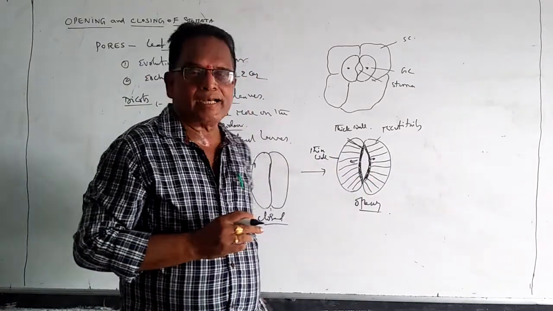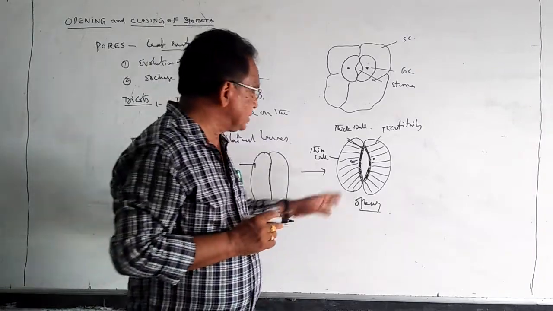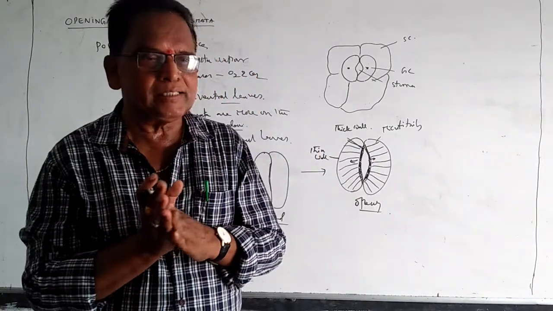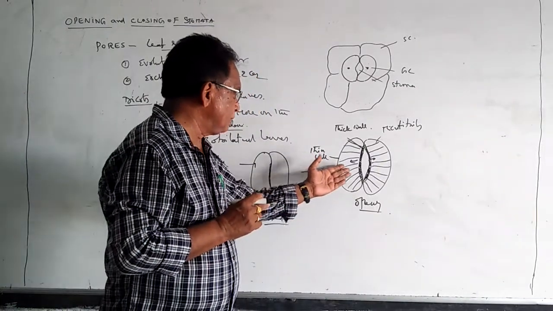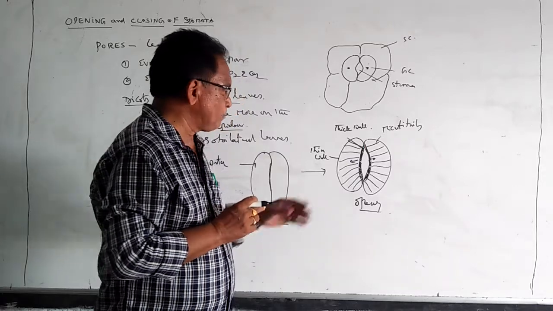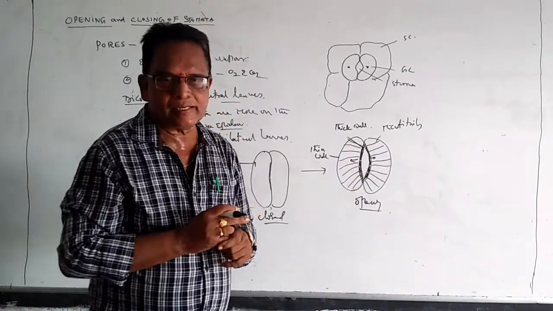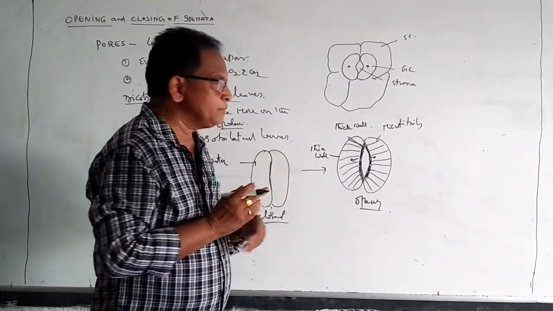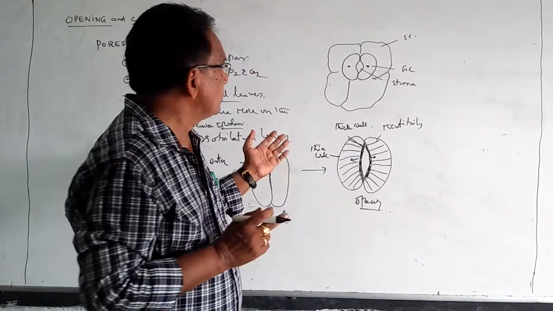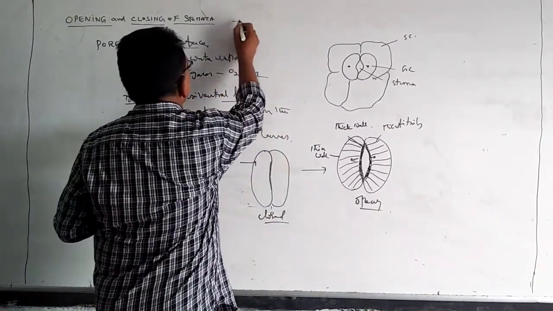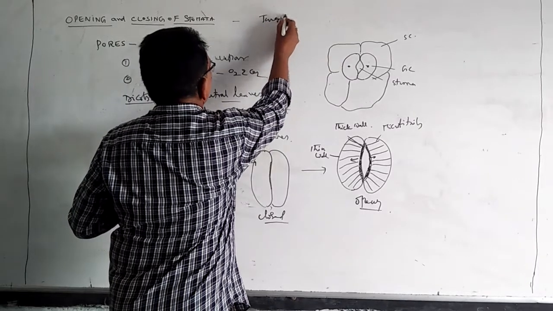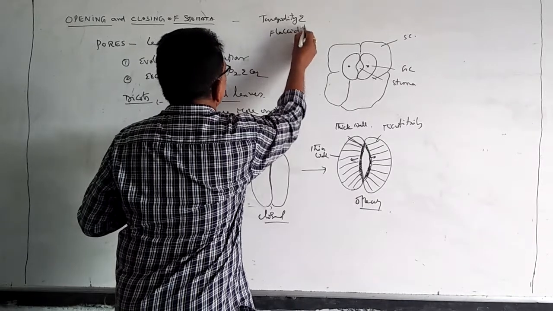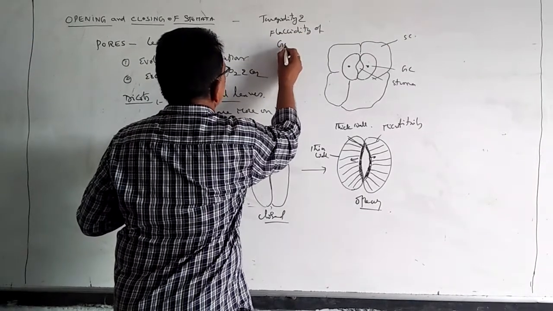In the evening conditions, whenever the guard cells lose water, they become flaccid. And in this flaccid condition, the walls of the guard cells adjacent to the stoma become apposed and the stoma becomes closed. That is how the opening and the closing of stomata depends upon the rigidity and plasticity of guard cells.